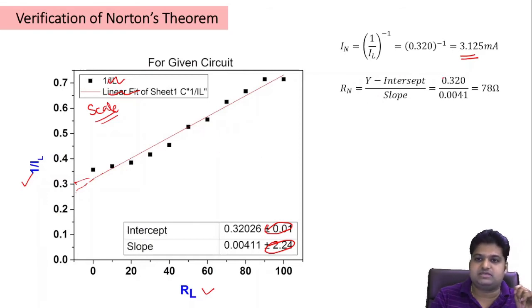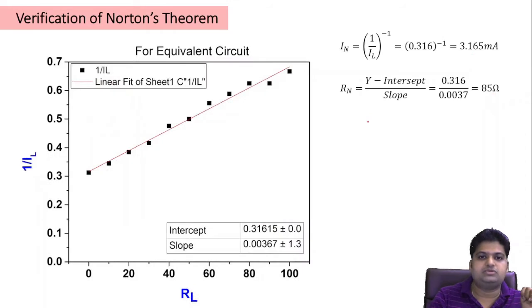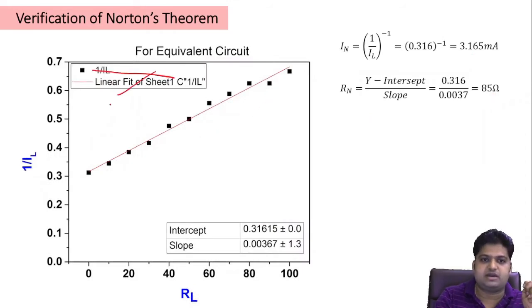So the y-intercept is this 0.320 upon the slope, as per the generated graph. You may get a little different when you're using your graph paper. The slope is 0.0041, and the resistance from the given circuit has come out to be 78 ohms. Okay, we had got 75 ohms, here it is 78 ohms. Moving on to the equivalent circuit, the answers are much more different.